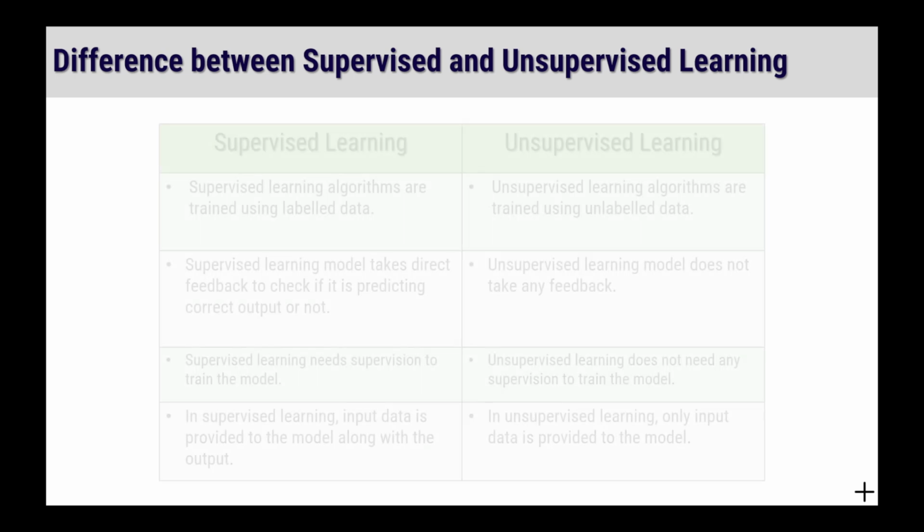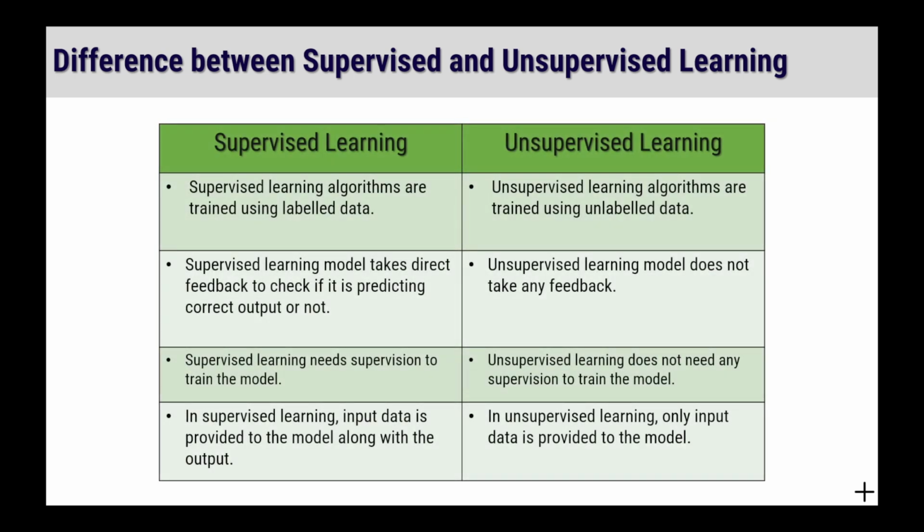Let's see the difference between supervised and unsupervised machine learning. The supervised machine learning algorithms are trained using labeled data, and unsupervised machine learning algorithms are trained using unlabeled data. We already know this. Supervised machine learning takes direct feedback to check if it is predicting the correct output or not. The correct output is already given in the dataset. So we will check our predicted answer with the actual answer and we'll check if it is accurate or not. But in unsupervised machine learning, the model does not take any feedback. We do not know if it is accurate or not.